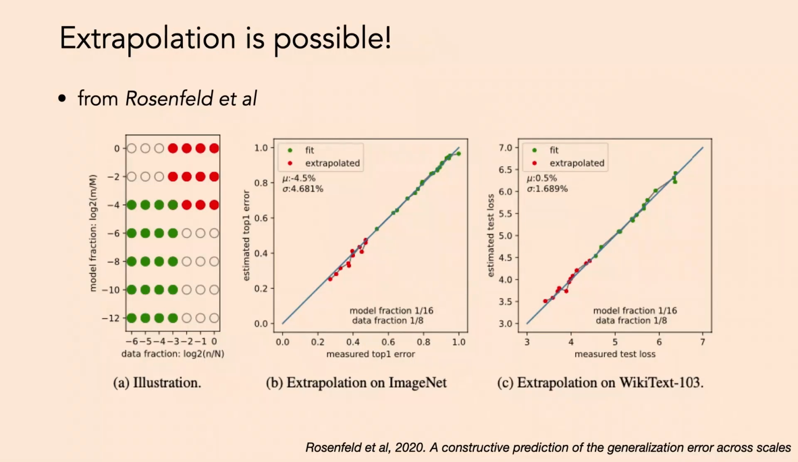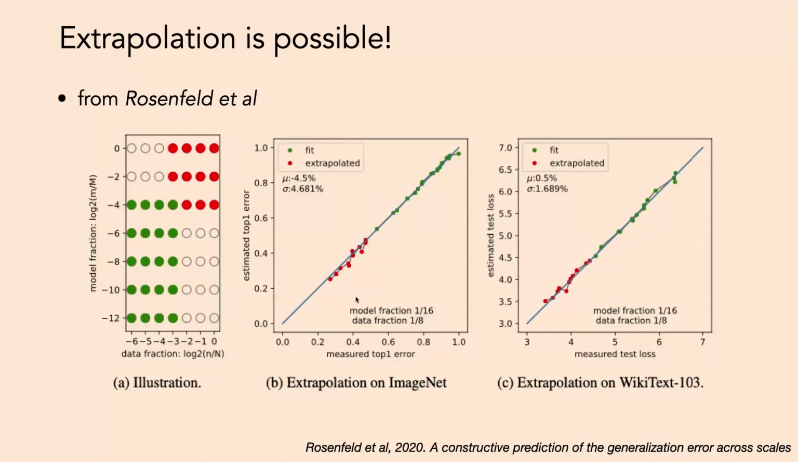One of the questions you might have with this kind of reading tea leaves concern is, do these power laws actually make predictions that extrapolate across orders of magnitude? If I fit them on some subset of my data at some scale, do they make predictions that are valid on held out data at larger scale? And the answer is yes.